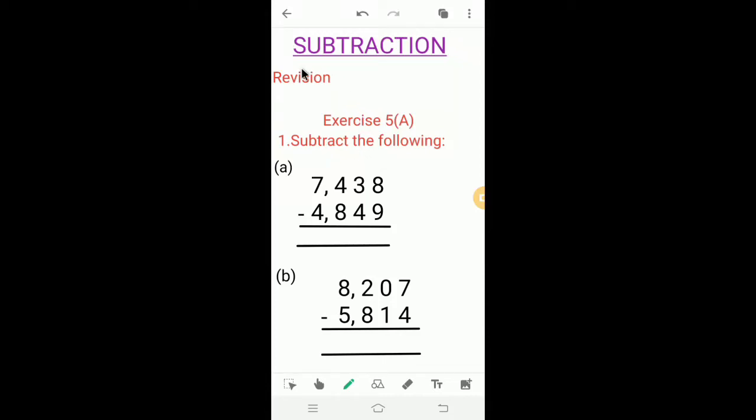Dear students, today we will start a new chapter. The name of the chapter is subtraction. Let us recall what you had studied in 3rd standard.